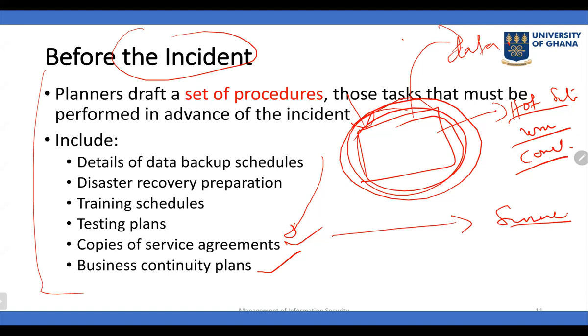Okay. That's fine. So you need to ensure a detailed data backup plan, schedules, the disaster recovery preparation, training schedules for the members within the team, and testing plans. Once we finish, you need to test that your plans and everything are well in place to be implemented. Then you need to have copies of the service level agreement and business continuity plan. So this one, you just have to discuss it. Just give a clear idea of what needs to be done before any incident happens, or what the planners must do, anticipating that there will be an unexpected event.